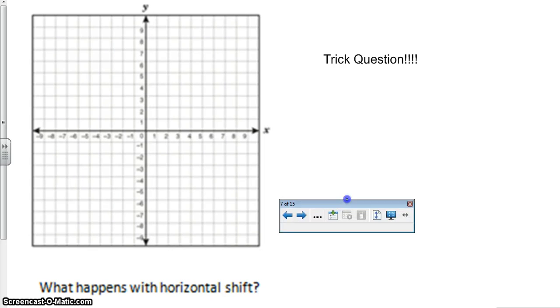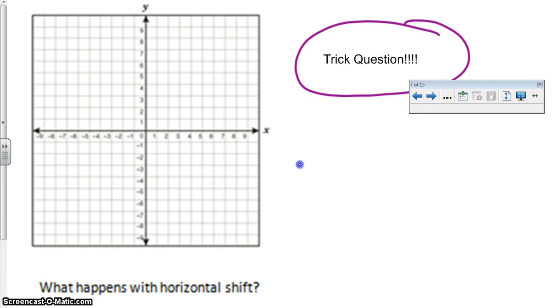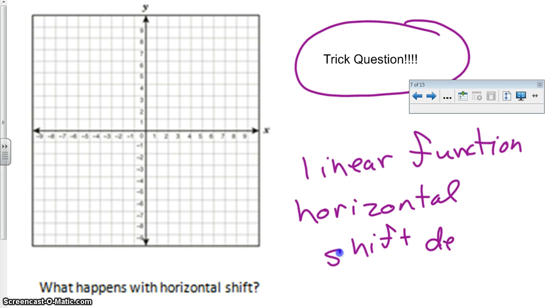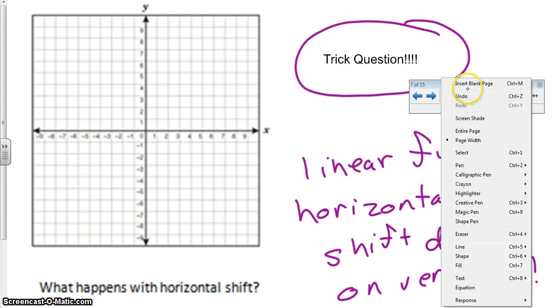Welcome back. What happens with a horizontal shift? Ladies and gentlemen, this is a trick question. For a linear function, the horizontal shift depends on the vertical shift. Okay, that is huge. That is a trick question.